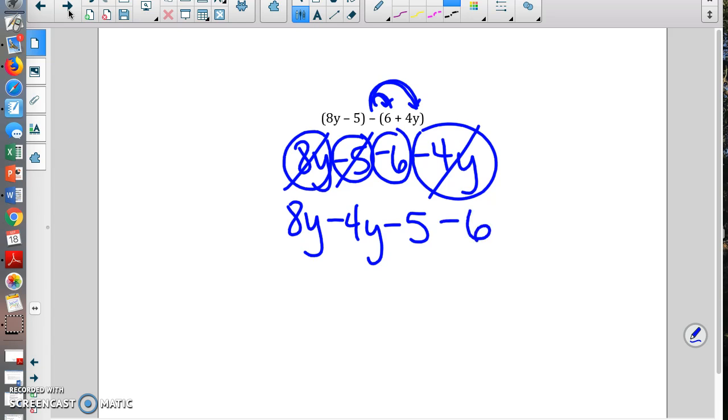If you haven't paused it and tried it on your own yet, you need to do that. When you subtract these, 8y minus 4y gives you 4y, and negative 5 minus 6, they're the same signs, so we keep and add, or you can do keep, change, change, and recognize that they're the same signs, so we can keep and add. So we have 4y minus 11.